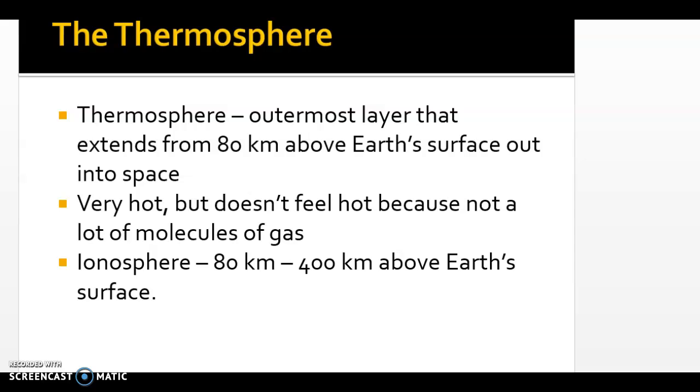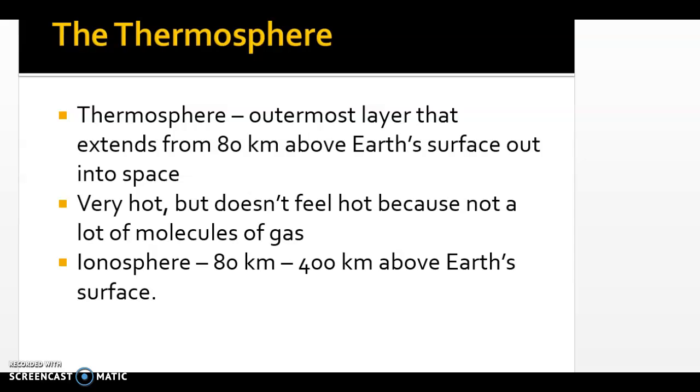The first part of the thermosphere is the ionosphere, which is about 80 kilometers to 400 kilometers. Really large area of space there above Earth's surface. Radio waves and things like that are found there. And then actually this is where auroras will take place.